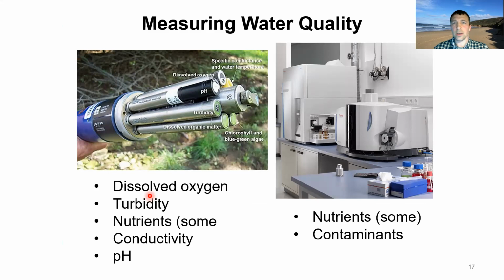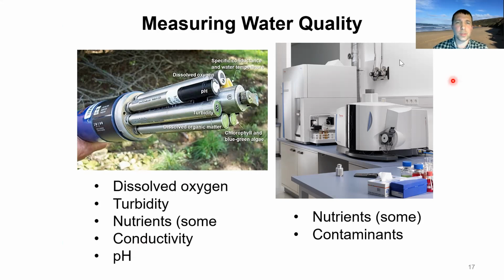But in order to discuss these, we need to understand how we even measure a lot of these water quality parameters. The tool that you would use to measure a water quality parameter depends on what you're actually measuring. Oftentimes for field measurements, we use electrochemical probes, and these things can be quite elaborate. You can have one device that has several probes which can measure multiple water quality parameters simultaneously. Things like dissolved oxygen, turbidity, nutrients, conductivity, pH can be measured in this way.